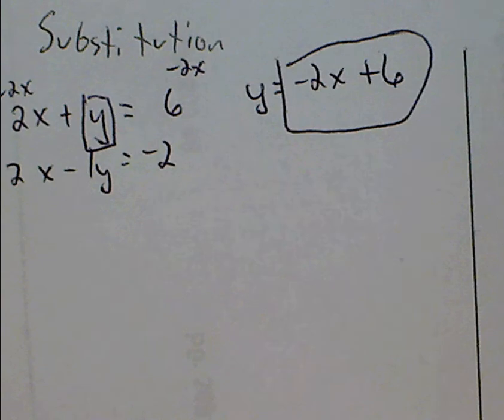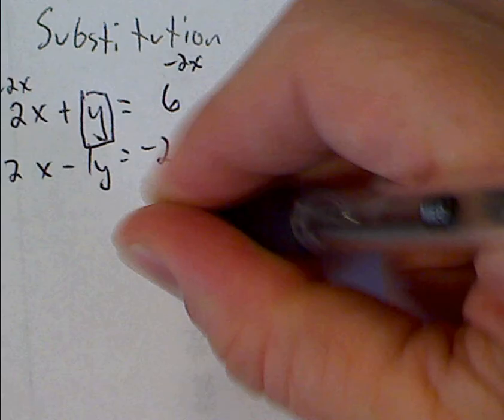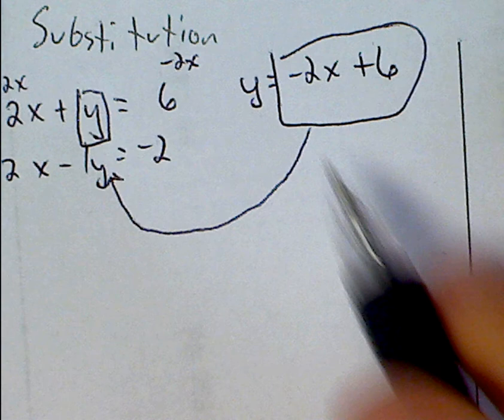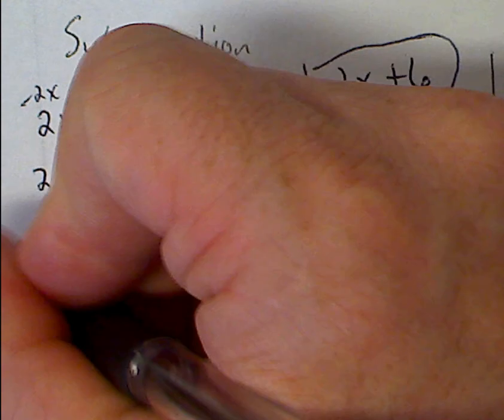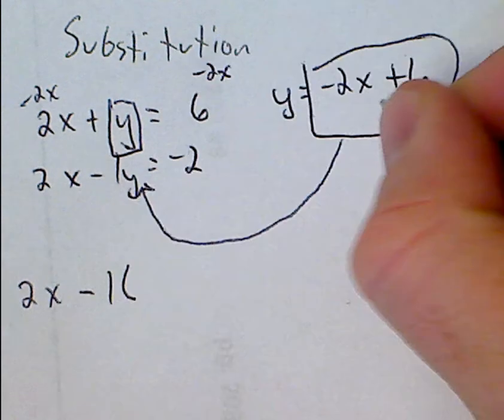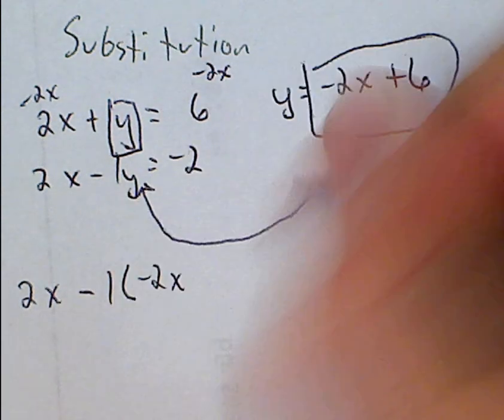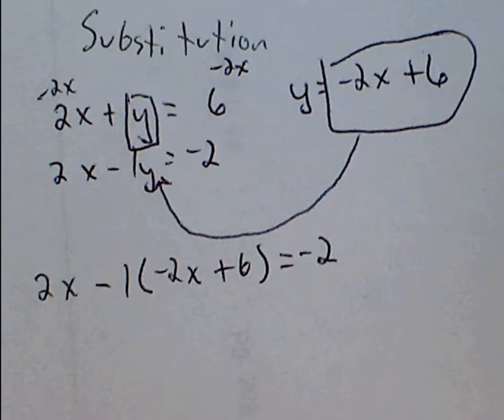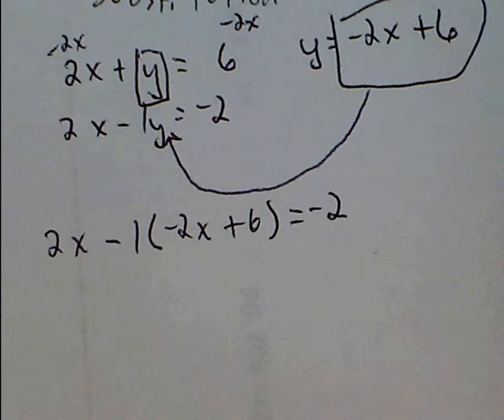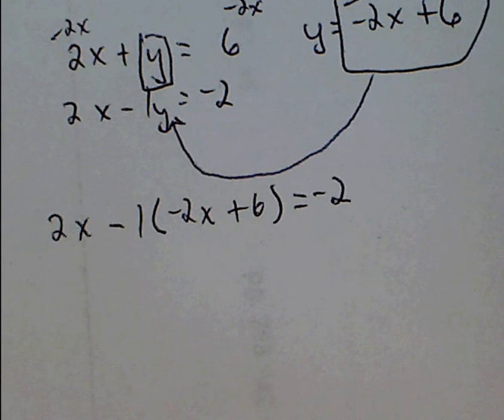Okay? Once you get this answer, we substitute. My y is negative 2x plus 6, so into the y, I'm going to go ahead and substitute. 2x minus 1 parenthesis, negative 2x plus 6 equals negative 2. I need you to go ahead and pause the video, and I need you to solve for x.